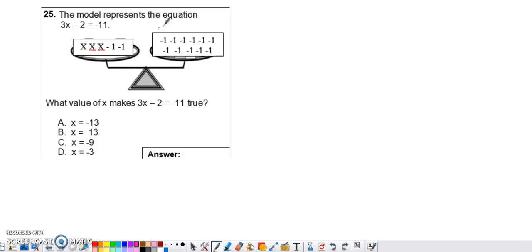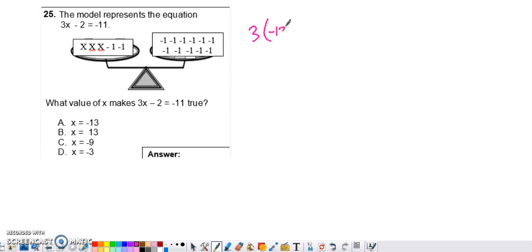Okay, 25, the model represents the equation 3x minus 2 equals negative 11. So this one I kind of let you guys work out on your own. I wanted to see what you were going to do. Some of you solved it using the model. Some of you just solved it by using substitution. So what value of x makes 3x minus 2 equals negative 11 true? A lot of you just went in and replaced the x with the value here.